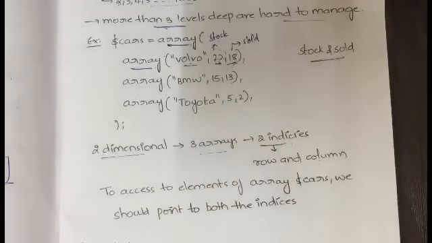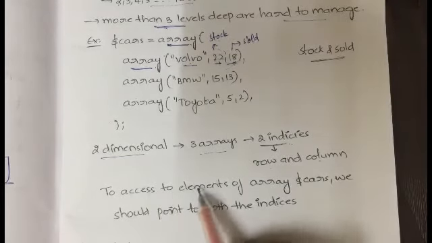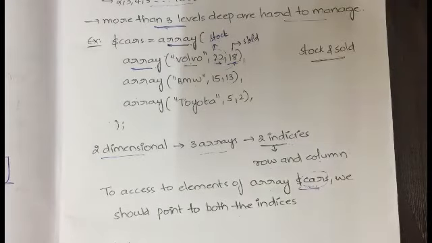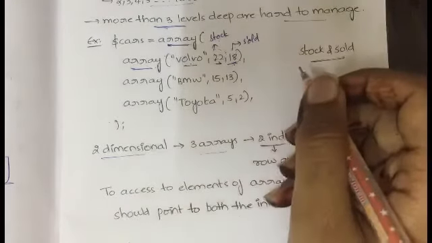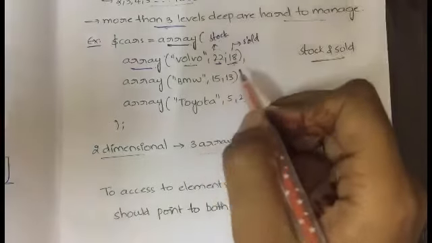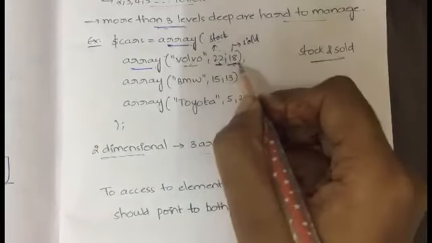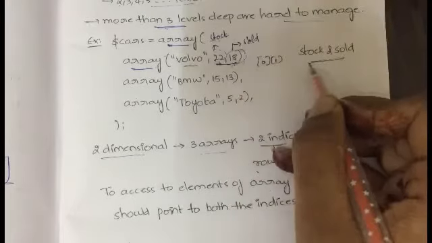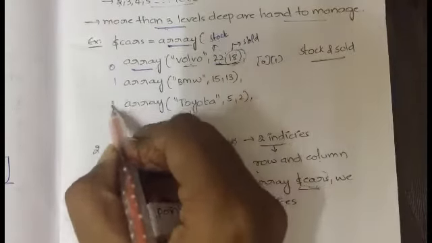If we are having three dimensions, then we have to go for three indices. So to access the elements of the array in $cars, that means in the cars array, we should point to both the indices. For example, I'll show you. If you have to access this 22, you will do 0, 1, and for 18 it is 0, 2, because 0, 1, 2, right?